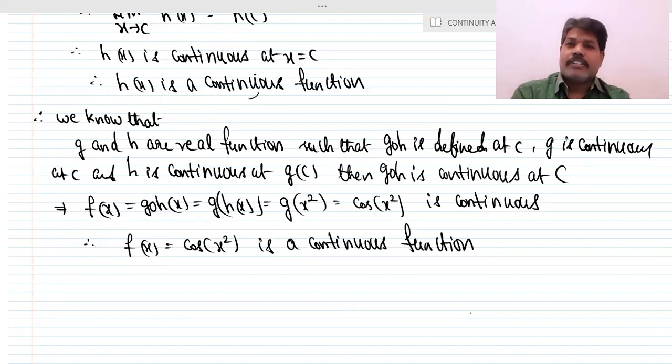So here f of x, what is the f of x? F of x is nothing but g circle h of x. Why? Because g circle h of x is nothing but the cos of x square, which is a continuous function. Therefore f of x is equal to cos of x square is a continuous function. Okay students, so see that question and practice that question.